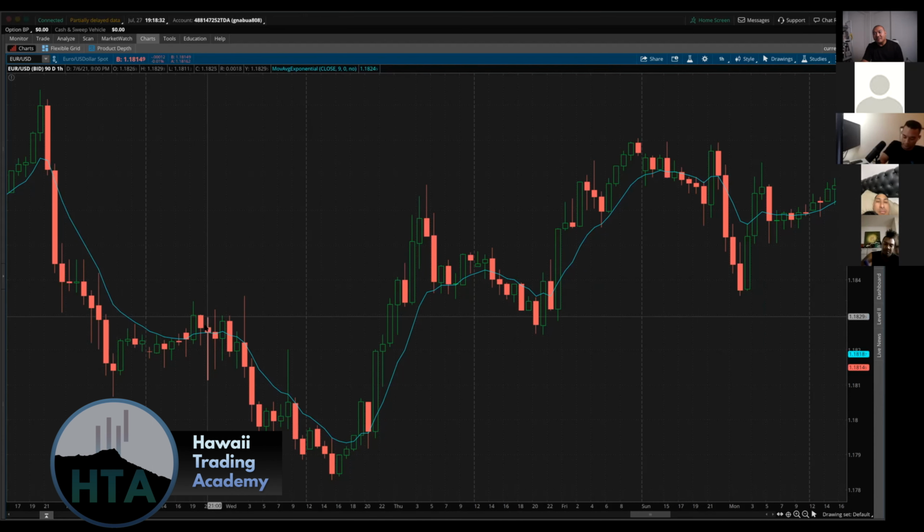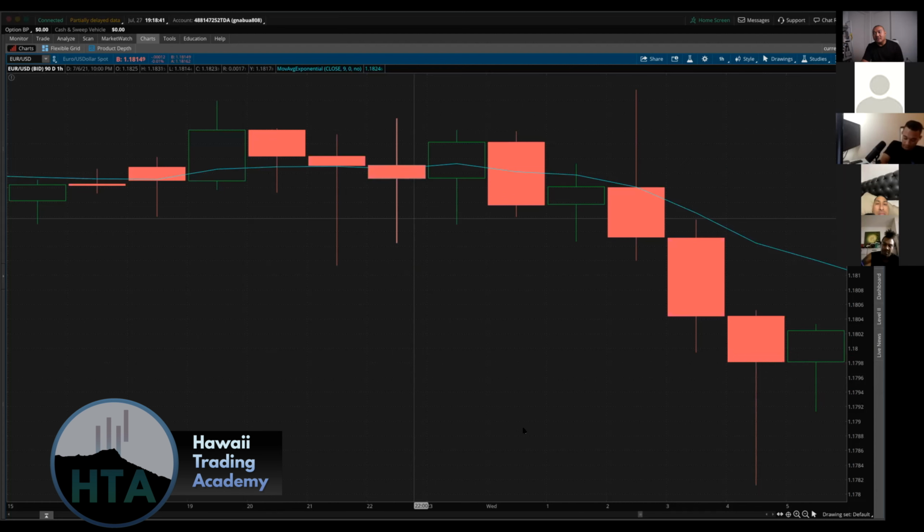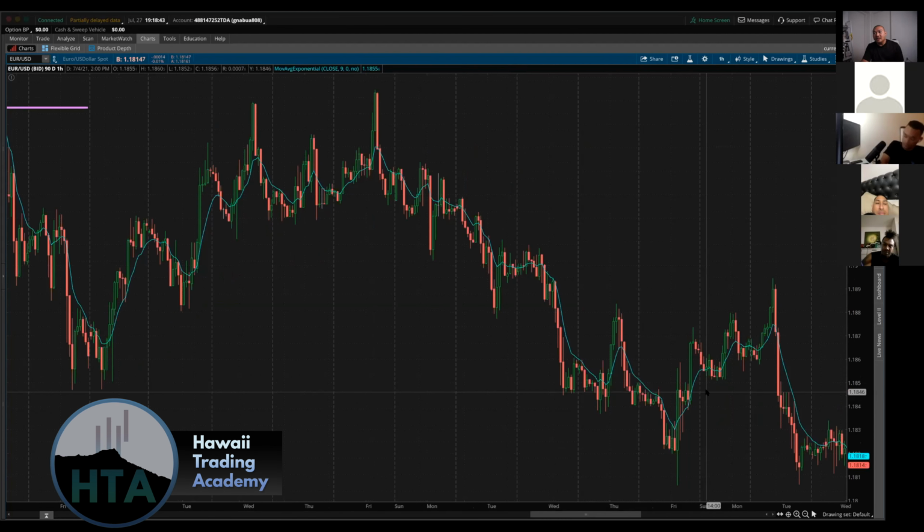And then sometimes we get lost in these wicks of the candles. It could be confusing. So in this section, oh, let's zoom out. That's too much out. In this section where it's just going back and forth with price action, the EMA is like, oh yeah, we're just going back and forth here. There's really not a trend.